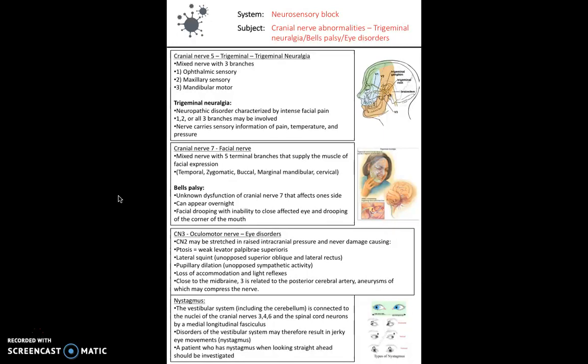Moving on, we can look at disorders of the eye. We can look at cranial nerve number 2 and 3 here really, but the oculomotor nerve, cranial nerve number 3, is the most commonly affected. And nystagmus is a condition which causes constant involuntary movement of the eyes which you can't control.